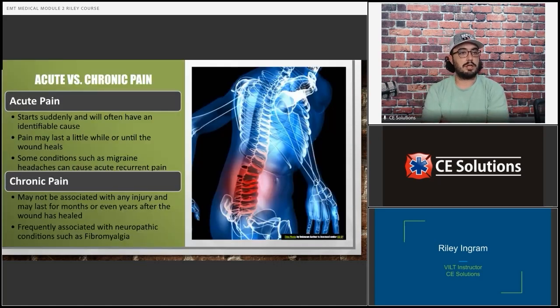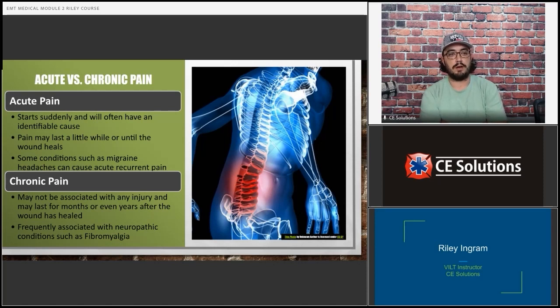All right. Acute versus chronic pain. All right, what's the difference here? What makes one different from another? So acute, it starts suddenly. It just happened. All right. I walked into the garage and I hit my head on the cabinet, the toolbox, whatever. And it hurts right now. Okay. That's an acute pain.